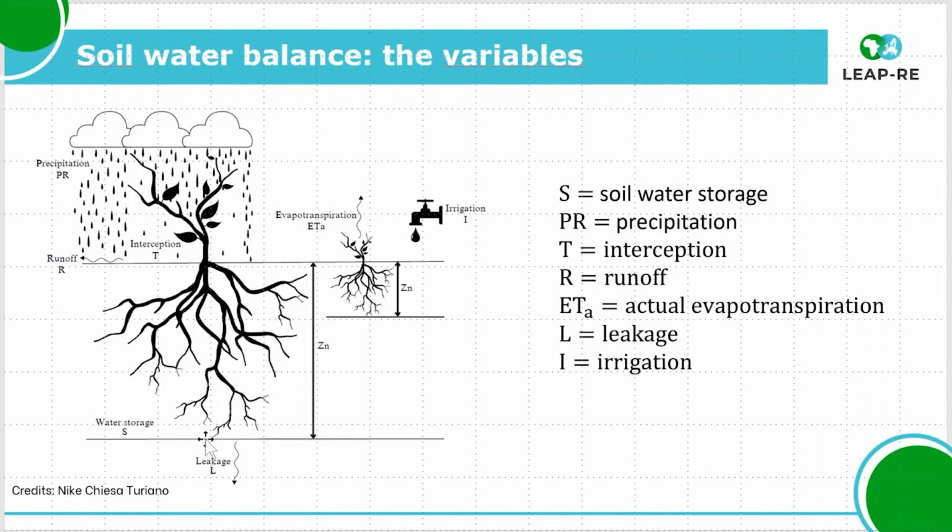Then we need to account for the hydrological fluxes, such as precipitation, that is an input to our control volume defined through the rooting depth. Then we need to account for the interception, that is the amount of water that cannot reach the soil because it is stored or blocked somehow from the canopy of your crop.